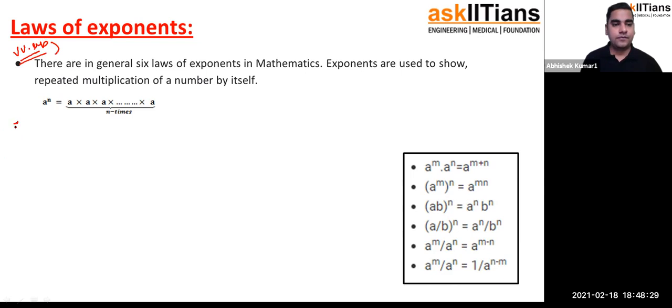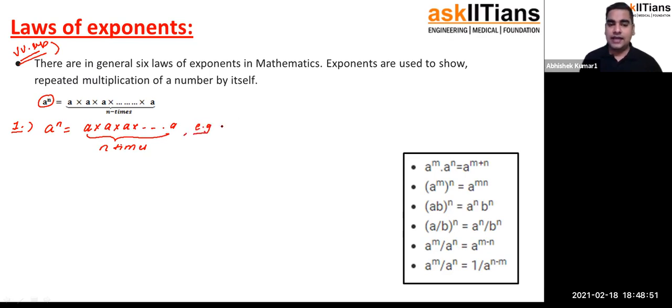Okay. So first rule is, what is the meaning of a raised to the power n? A raised to the power n means we are multiplying this a how many times? You are multiplying this a n times. N times means whatever the power is actually. Okay. So if I have to take an example, let me take here.